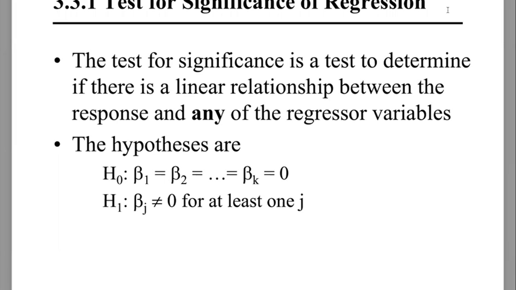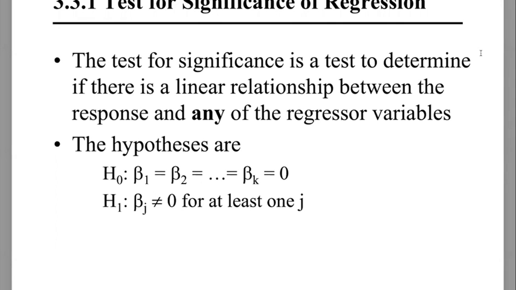Now, the first question, again, is what is the significance of the overall model? And that's what we're looking at right now. The test for the significance of the overall model is a test to determine whether there is a linear relationship between the response variable and any of those explanatory variables. The null hypothesis that's being tested is that all of the slope coefficients are zero. In other words, that the response variable is not linearly related to any of the explanatory variables.